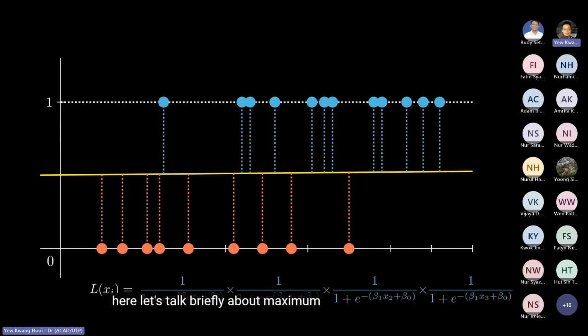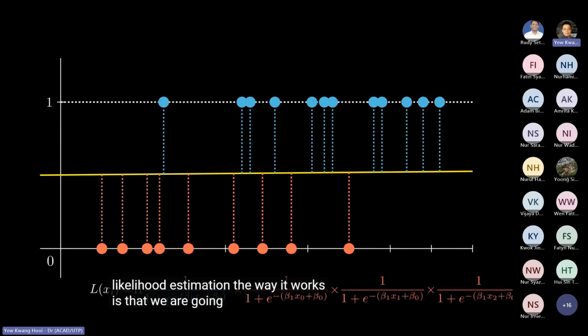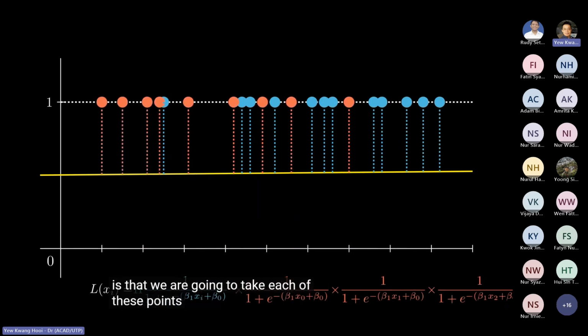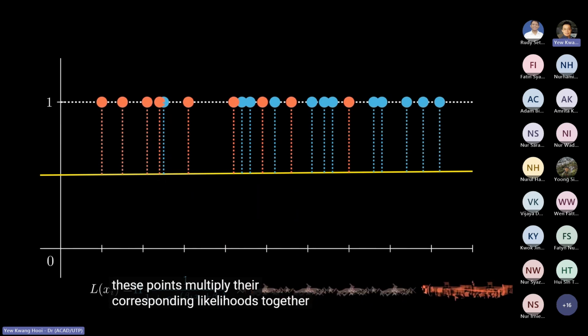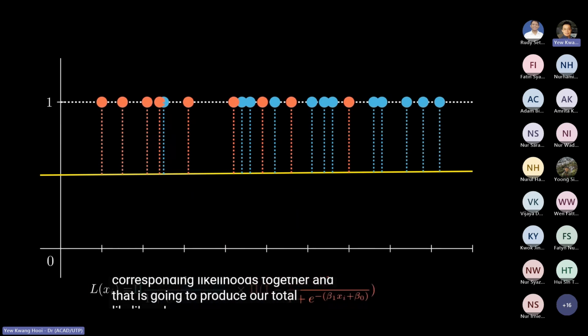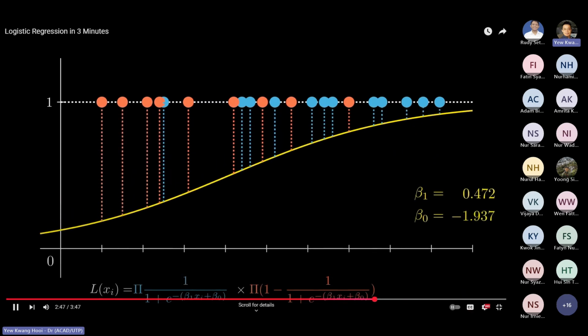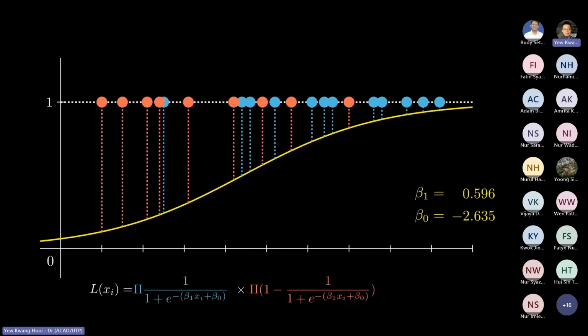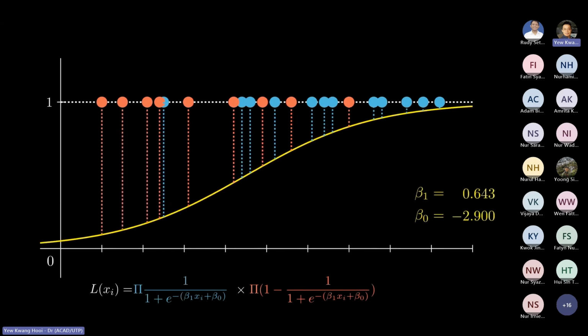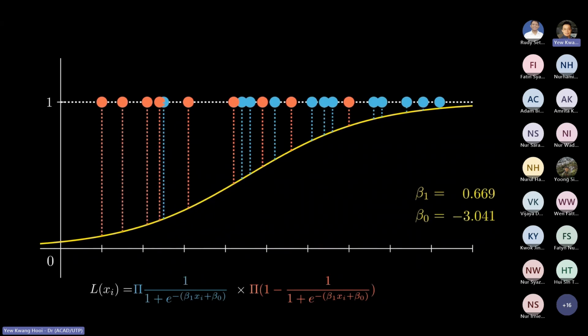Let's talk briefly about maximum likelihood estimation. The way it works is that we are going to take each of these points, multiply their corresponding likelihoods together, and that is going to produce our total likelihood. We need to find the beta coefficients that will maximize the likelihood of our S-shaped curve producing all of these points. This can be done with gradient descent, Newton's method, and other optimization techniques. You might be wondering, why did I subtract the false cases from 1.0? This is because we have to treat the false cases as positive so that they are maximized as well. We will cover this in a separate video talking about maximum likelihood estimation in more depth.